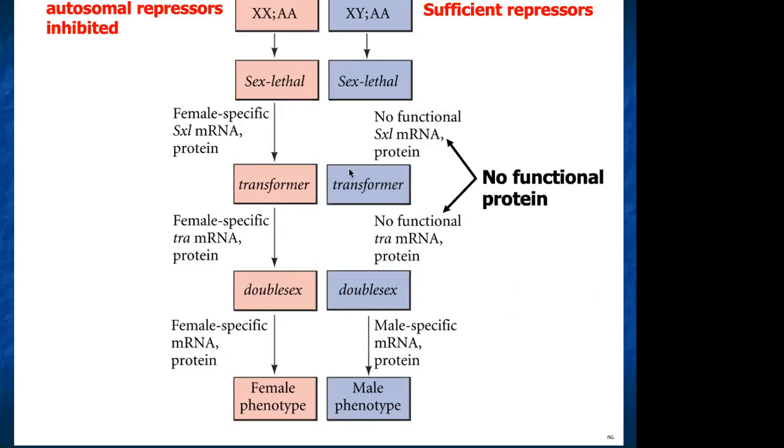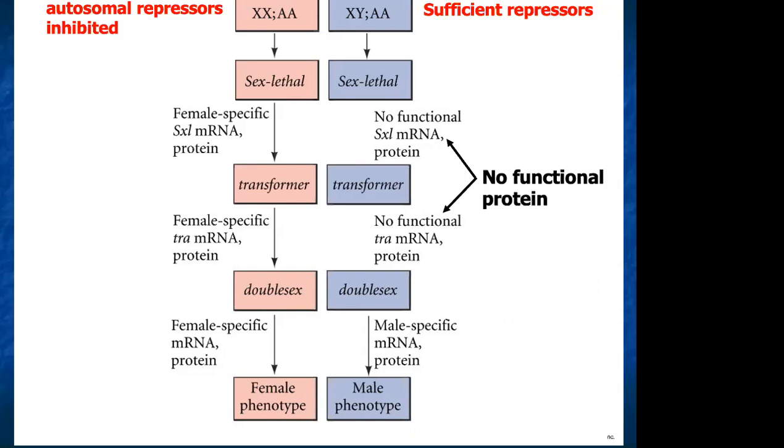Then you express double sex. It's expressed in both sexes. In the presence of a functional transformer, it will splice double sex in such a way that it becomes a female-specific transcription factor. In the absence of a functional transformer, the default state is the male-specific double sex. And the female double sex is going to turn on female-specific genes, turn off male-specific genes, and the default double sex is going to turn off female-specific genes and turn on male-specific genes.